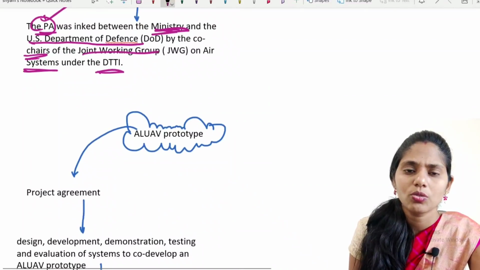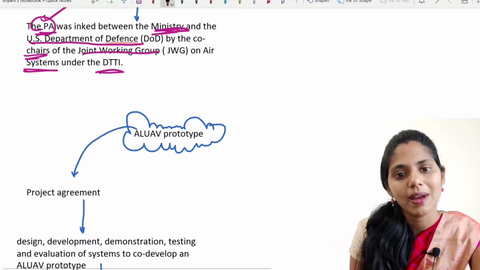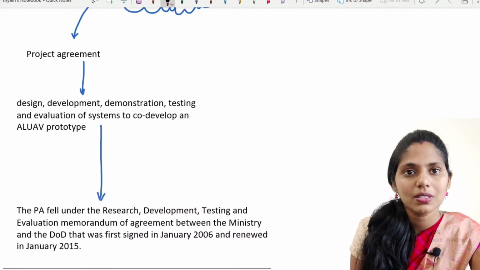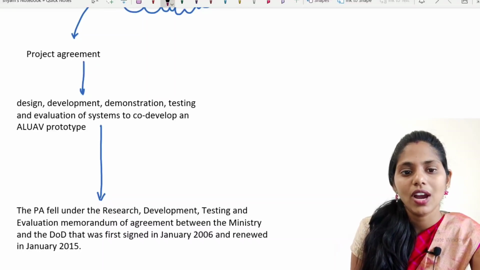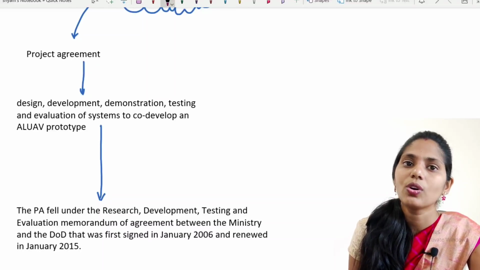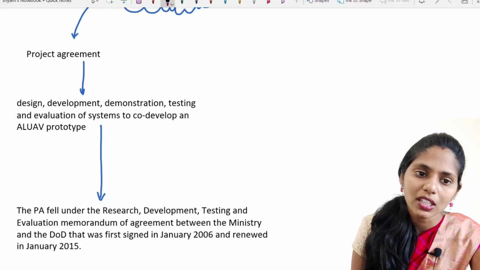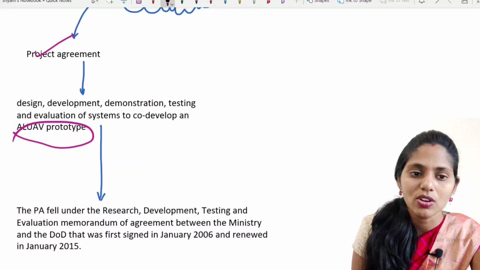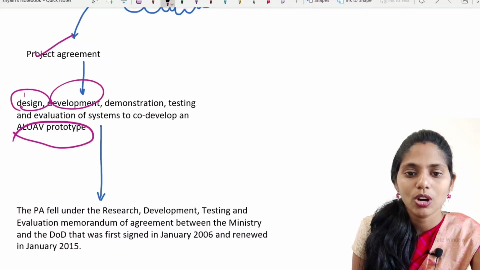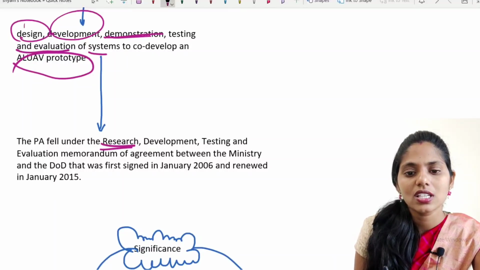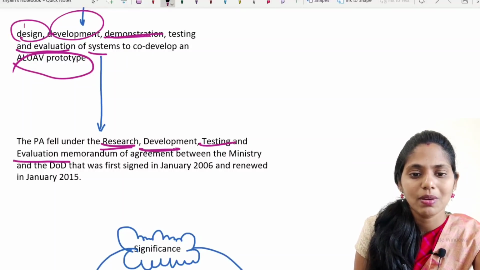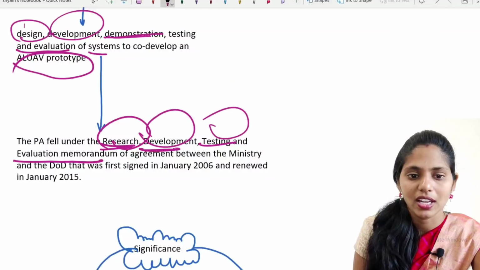If you're talking about what this air launched unmanned aerial vehicle is, this project agreement mainly deals with design, development, demonstration, testing and evaluation of systems for the co-development of this prototype. Here this project agreement fell under the Research, Development, Testing and Evaluation Memorandum of Agreement. Okay, so it mainly deals with research, development, testing and evaluation.